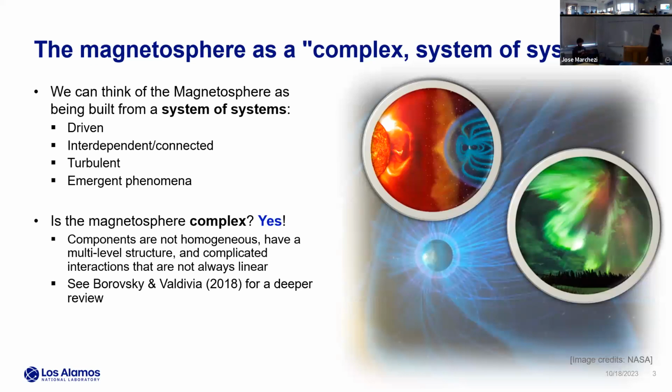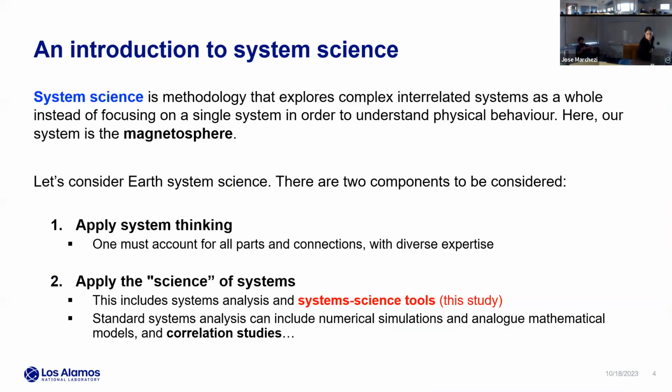When we think of the magnetosphere, we can consider it a complex system of systems. So we know that it's driven. This could be like the time-varying solar wind that transfers mass into the system. It's interdependent and connected. We have distinct plasma populations as one example. It's turbulent and we have emergent phenomena. And can we consider the magnetosphere complex? Yes, we can. Components are not homogeneous and they have a multi-level structure and complicated interactions that aren't always linear. And that is a reference paper for review.